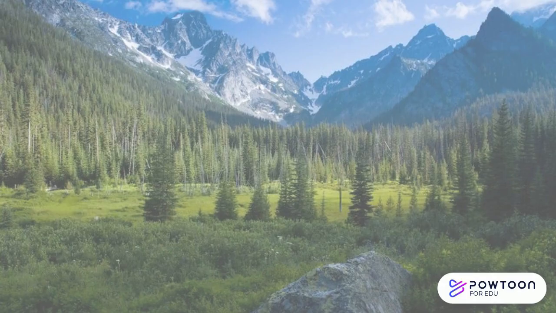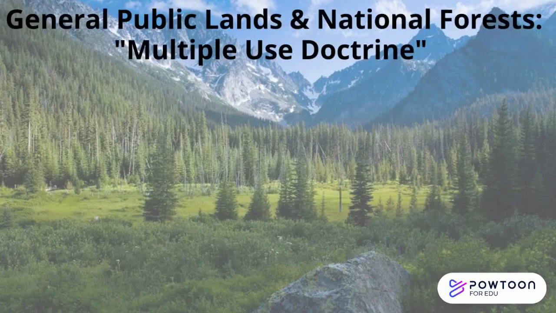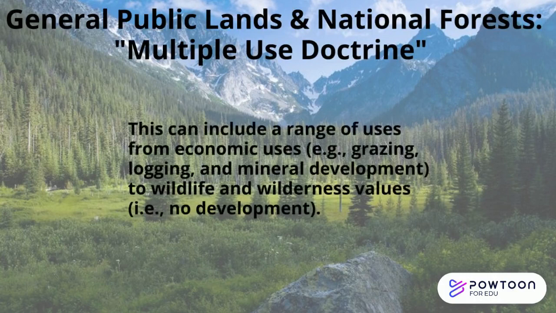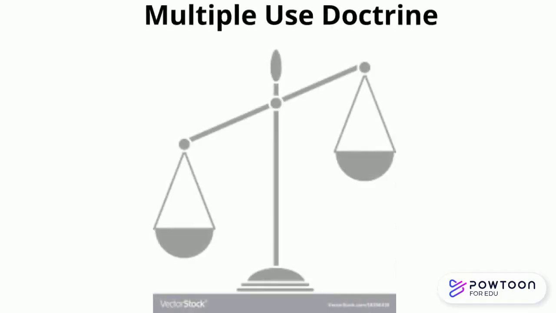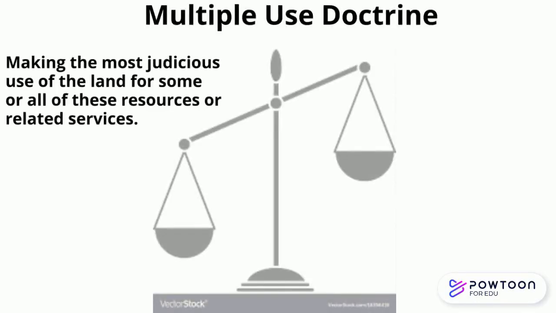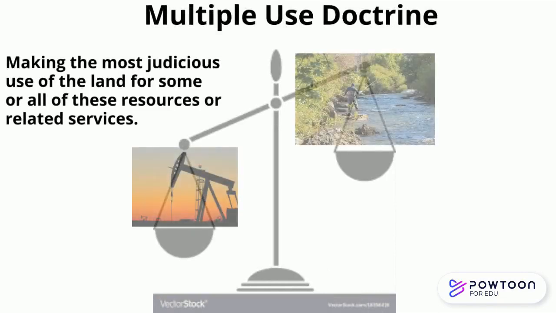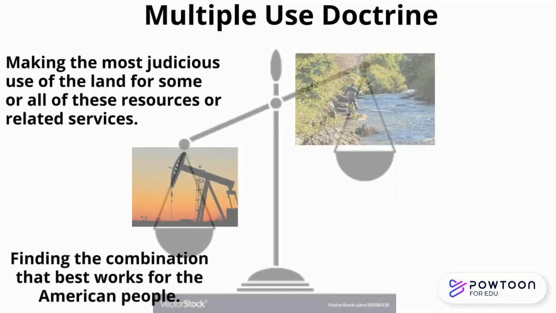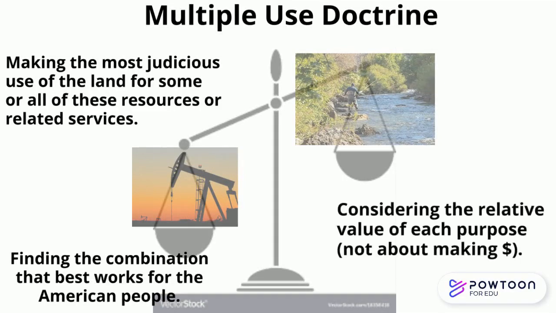When it comes to general public lands and national forests, the government applies a multiple-use doctrine. As the name implies, this doctrine seeks to balance several interests, from economic interests to recreational ones. It's highly subject to political influence and tends to swing from pro-business to pro-environment, depending on the political party in power. Some of the attributes of the multiple-use doctrine include making the most judicious use of some or all of the resources, striking a balance among those parties that want to use the area. This includes considering the value of each group's interests, and these factors allow for great deference to the federal manager.